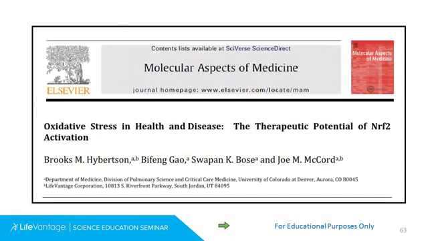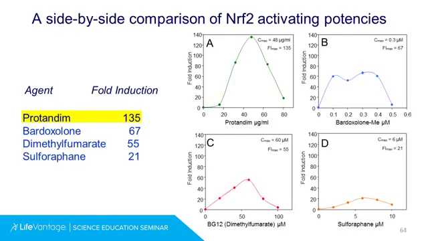Now, this is another article that I oftentimes refer people to because it gives you a great synopsis of what NRF2 is, gives you some background information on NRF2, and there's some comparative data with other compounds. This article was done by Dr. McCord, and in this study, one of the things that they did is a side-by-side comparison of NRF2 activating compounds. They looked at Protandim, bardoxolone, BG12, and sulforaphane.